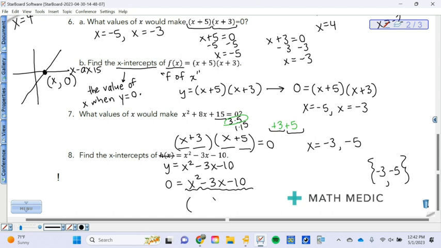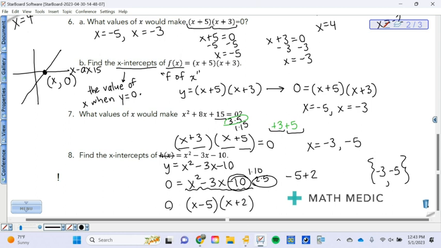We need to come up with the 2 factors that would multiply together to give us this. So that means I look at my last number. What are my factors of 10? Perfect. Which one of those pairs is going to get me to 3? 2 and 5. How do I use 2 and 5 to get to -3? Perfect. -5 plus 2. So then that means my factors are going to be what? X minus 5, x plus 2.